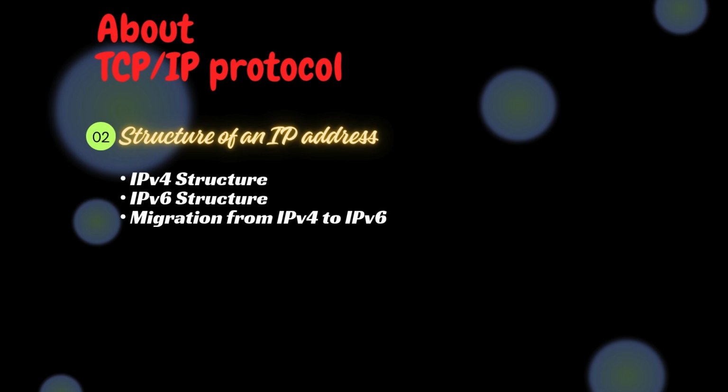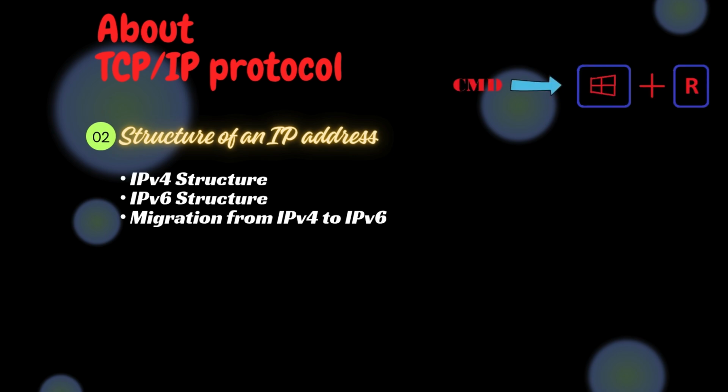IPv6 was introduced. It uses 128-bit addresses, allowing for many more unique IPs. IPv6 addresses look like long strings of hexadecimal numbers. Migration from IPv4 to IPv6 is necessary to support the future of the Internet, and it's done using techniques like dual stack, tunneling, and translation. Anyway, we will explain this later.